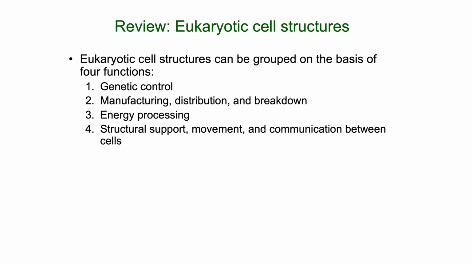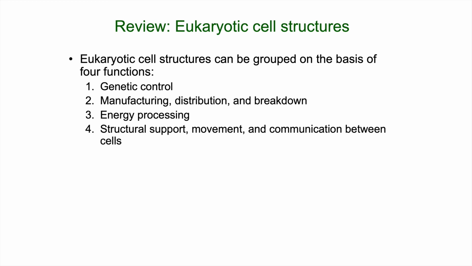The second group is our endomembrane system, which is involved in manufacturing, distribution, and breakdown. So this is going to be the nuclear membrane. This is going to be the rough and smooth endoplasmic reticulum, the Golgi apparatus, lysosomes, peroxisomes, vesicles, and vacuoles. And then there's the two organelles associated with energy processing, mitochondria and chloroplasts.